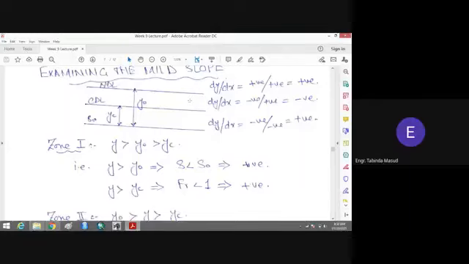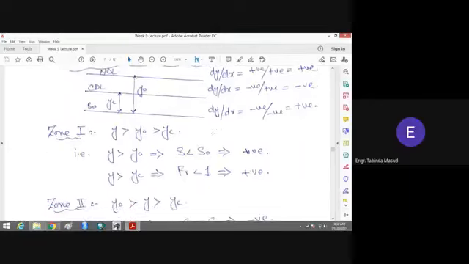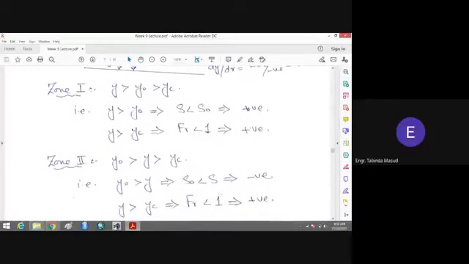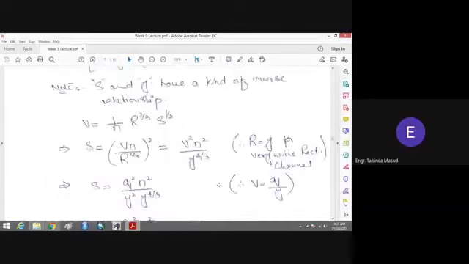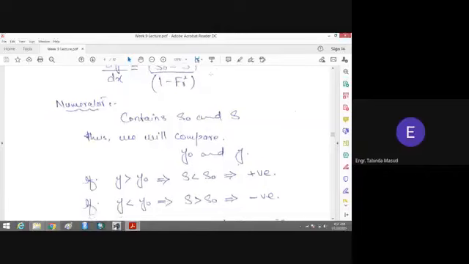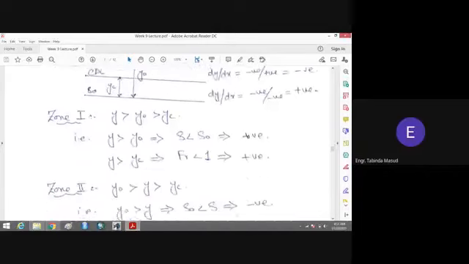Similarly, if the flow is in zone number 2, then what will be the situation? You can see that y naught is greater than y, which is greater than yc. Comparing the numerator and denominator, for the numerator we will say that y naught is greater than y, and thus s naught is less than s. And if s naught is less than s, you can look at this equation, s naught is smaller than s. So what you will get? You will get a negative value for the numerator here.